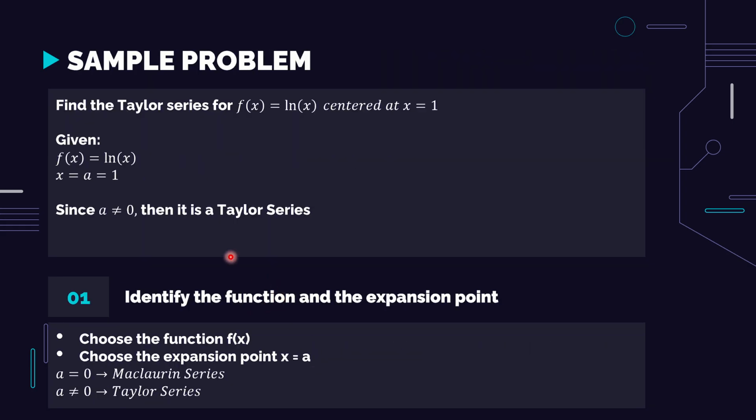Example: find the Taylor series for f of x equals ln of x centered at x equals 1. Apply the first step: identify the function and the expansion point. We have the function f of x equals ln of x, and our expansion point a is 1. Since a is not equal to 0, it is a Taylor series.